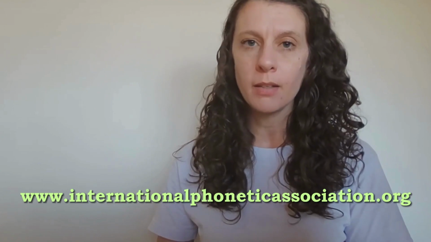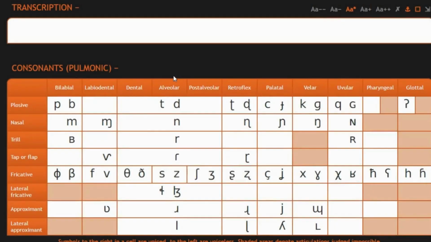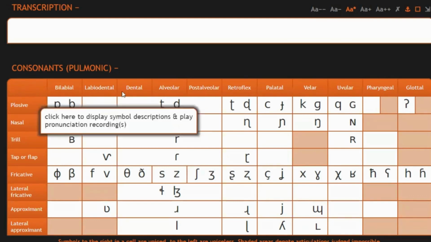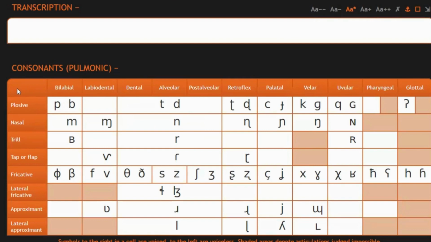Sounds can be written using what is called the International Phonetic Alphabet. So let's look at the International Phonetic Alphabet, or IPA, chart. You can follow along at the International Phonetic Association.org. You can see the row at the top here are the places of articulation. The column on the side are the manners of articulation.